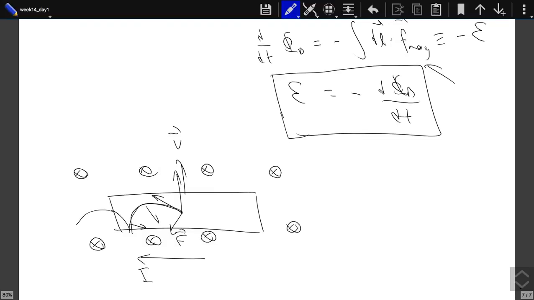But if you look at this picture, this microscopic picture of how the forces act and how the current is created, you see the force is always perpendicular to the charge. The magnetic force is never doing the work.